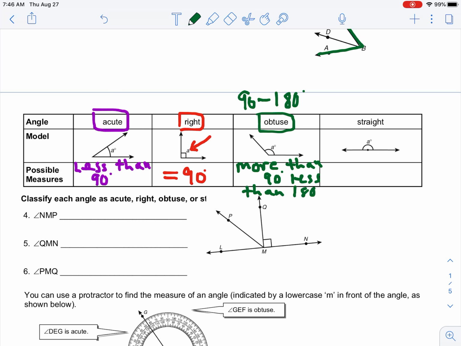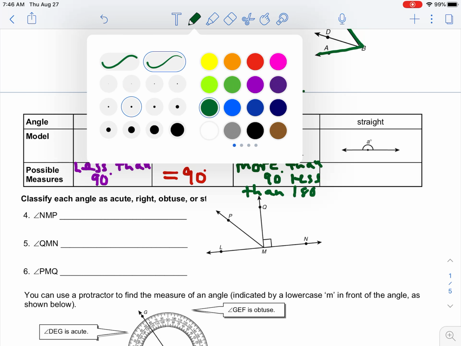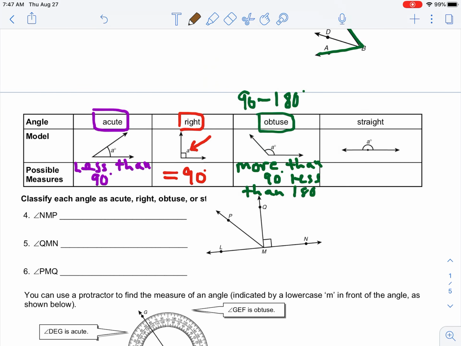The last type of angle is a straight line, or what we call a straight angle. A straight angle or a straight line will always add up to equal exactly 180 degrees.